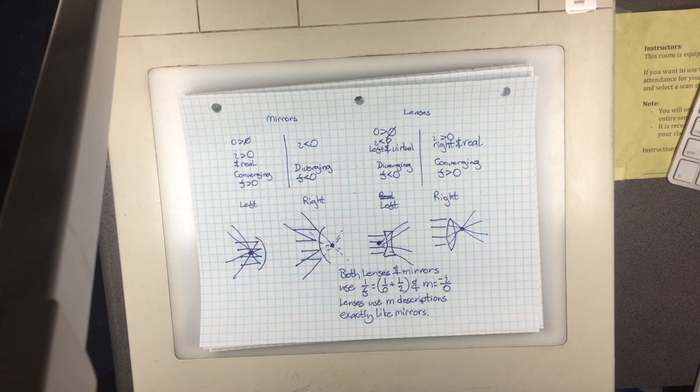So magnification -5. It's negative, so it's got to be inverted. Its magnitude is greater than 1, so it's enlarged. You can get so much information out of that number.